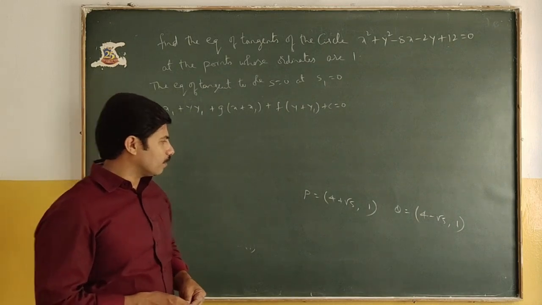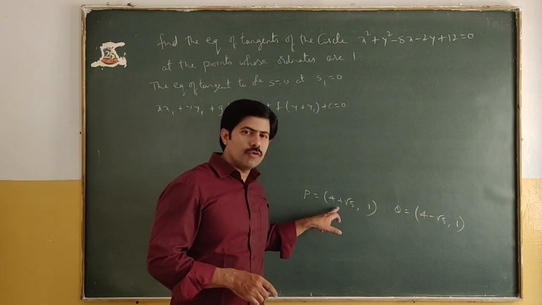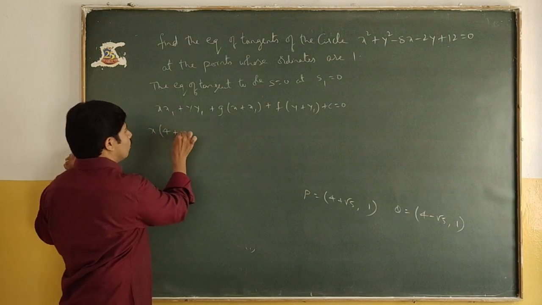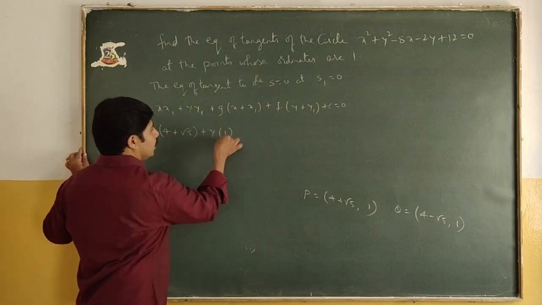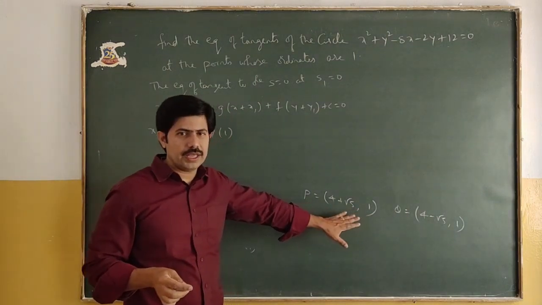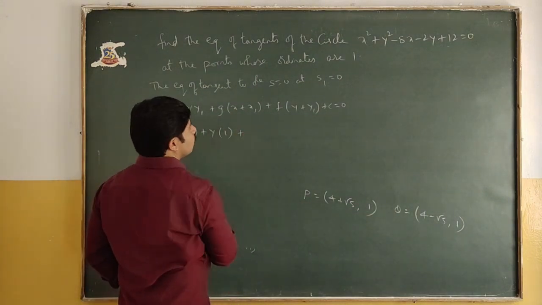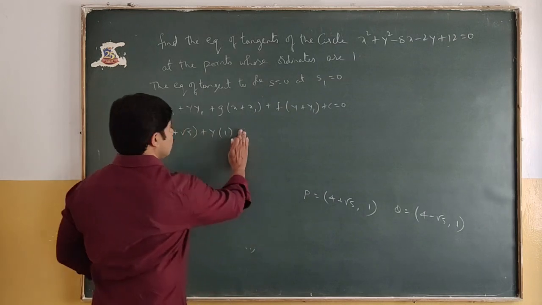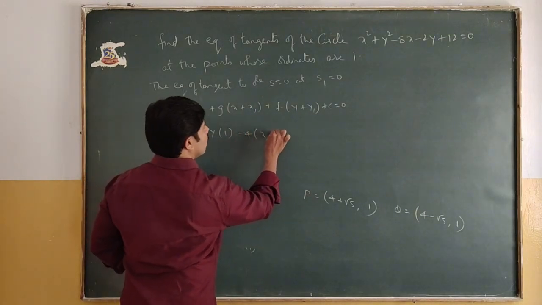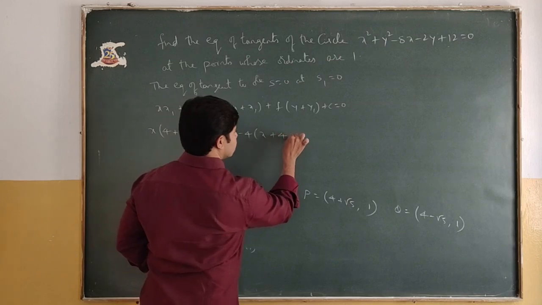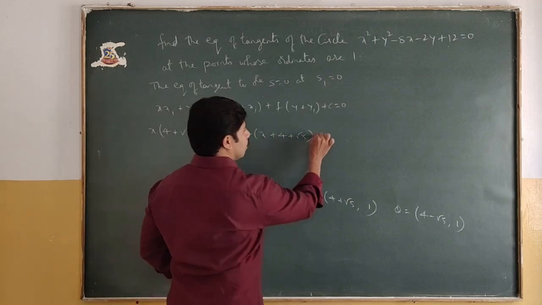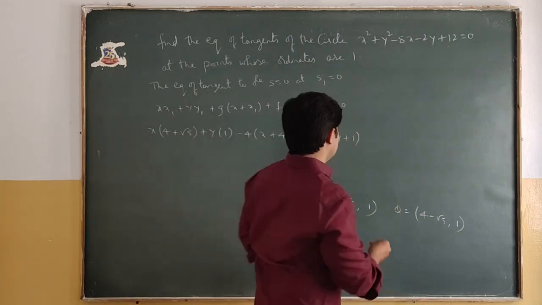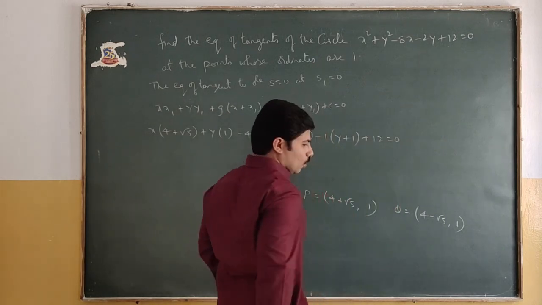So here first we will take the point (x1, y1) as (4 plus root 5, 1). So x into x1, which is 4 plus root 5, plus y into y1, y1 is 1. Then g value from the equation of circle is minus 4, f value is minus 2, so minus 4 into (x plus 4 plus root 5), minus 1 into (y plus 1), and c is 12, plus 12 is equal to 0.